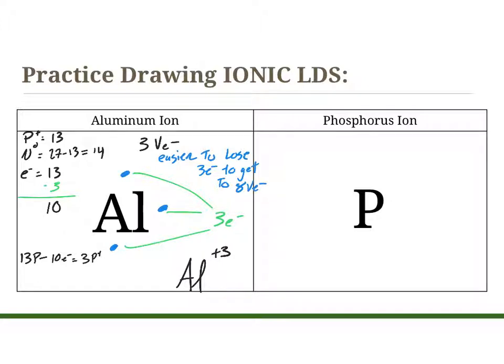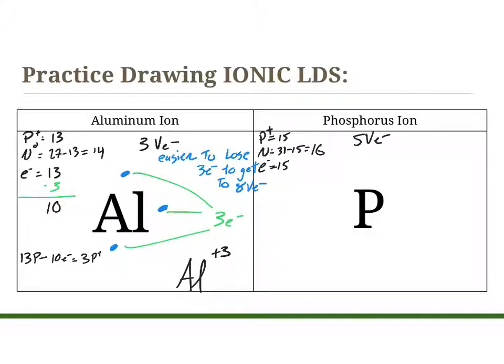Phosphorus has 15 protons. It has 15 electrons, and for neutrons, it's going to be 31 minus 15, which is 16 neutrons. Now, according to the periodic table, how many valence electrons does phosphorus have? 6? Check. 3, 4, oh, 5, my bad. That's fine. It has 5 valence electrons.